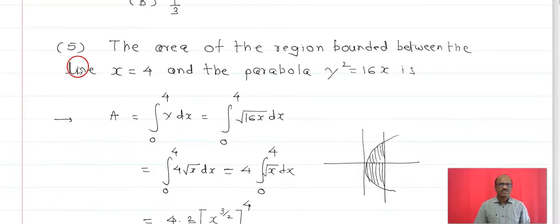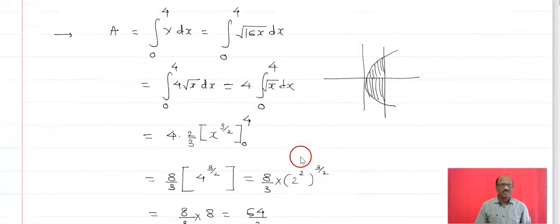Now the next question: the area of the region bounded between the line x is equal to 4 and the parabola y square is equal to 16x. Now see, this is the parabola y square is equal to 16x. It is symmetric about the x-axis. x is equal to 4. What is its area? y is equal to root of 16x, that is, 0 to 4. What is the square root of 16? It is 4 root x. That is 4, 0 to 4 root of x dx.